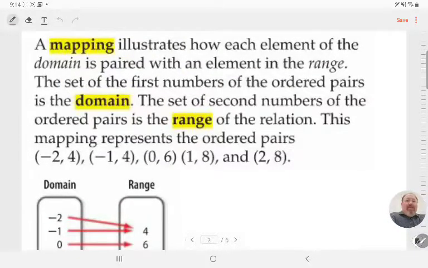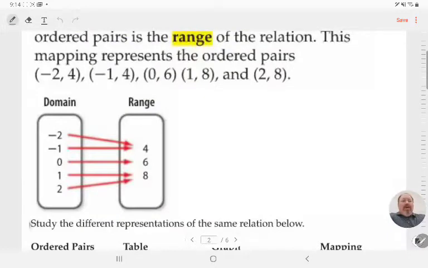So a mapping illustrates how each element of the domain is paired with an element of the range. The set of the first numbers of the ordered pairs is the domain, or the x's. The second numbers of the ordered pairs are the range of the relation, the y's. This mapping represents the ordered pairs.